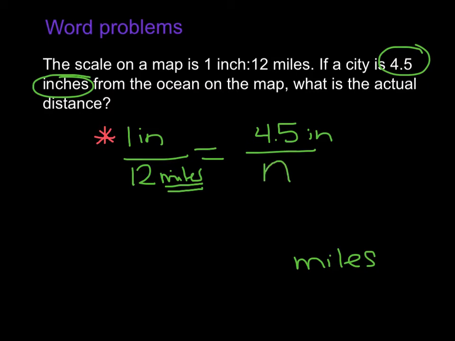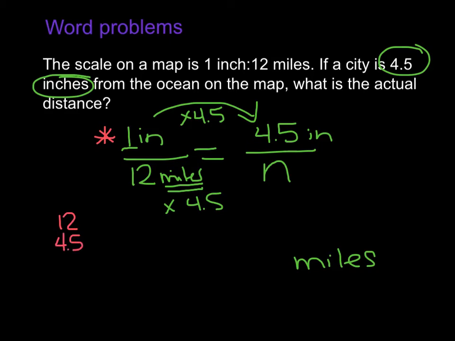And I'm going to look for this relationship, because whenever you have 1, you can just multiply by this number. To get from 1 to 4.5, I would multiply by 4.5, which means since these are equivalent fractions or equivalent ratios, I would have to take 12 times 4.5. And that math looks like this.